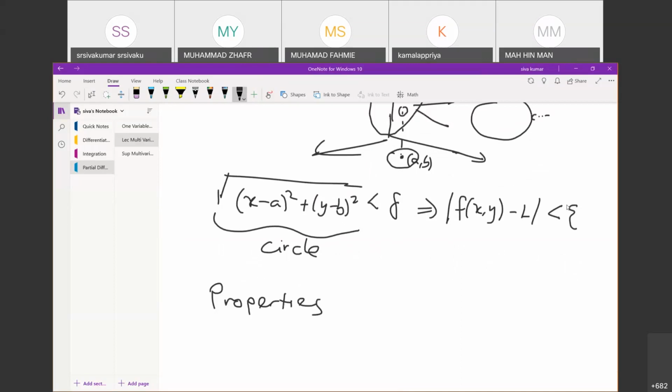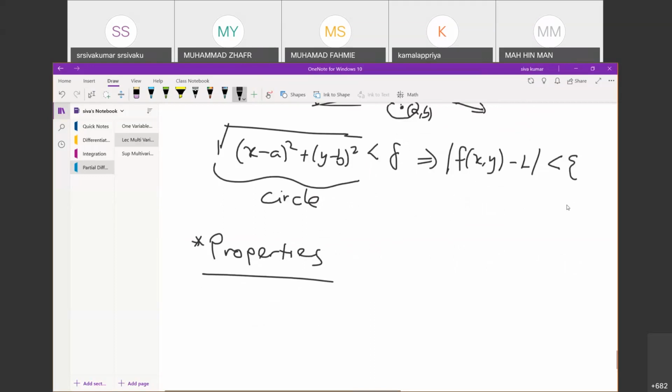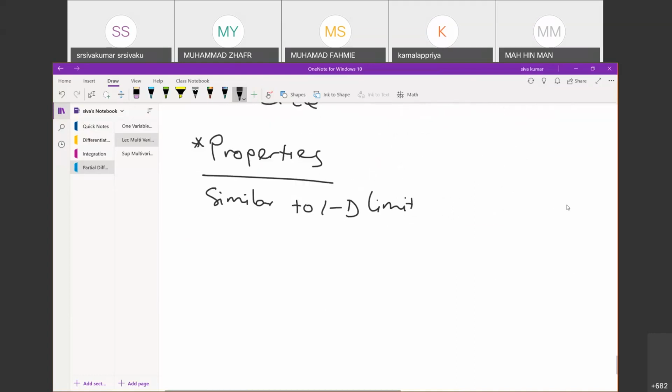Okay, this is very important. Properties, please master 1D limit. Similar to, I can only write this word, because it's a very extensive lesson and I cannot go through it. Similar to 1D limit, okay, limits. It's similar to one example.